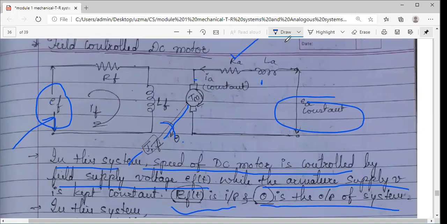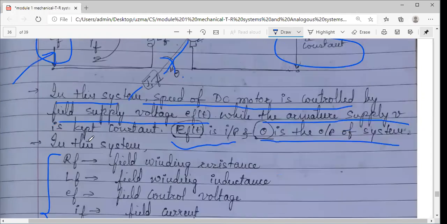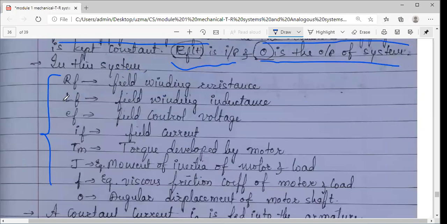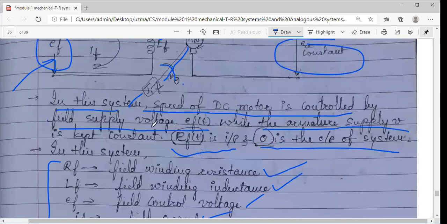I have just listed out the different parameters which I have used in this circuit. So armature resistance, armature inductance, and LF, RF. What are these? LF and RF are the field winding resistance and inductance. This is about the magnet, which is your secondary circuit. So EF is your field control voltage. This is important: EF is the input and the field current is the variable. And the torque developed by the motor is TM.